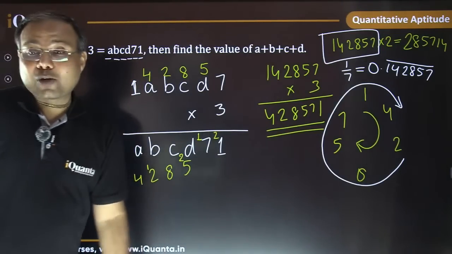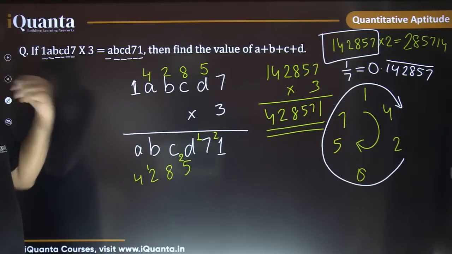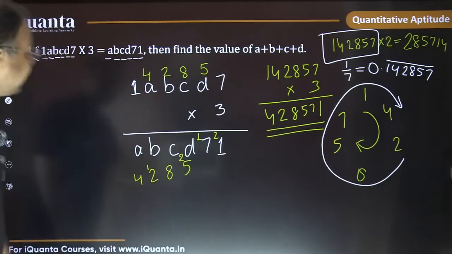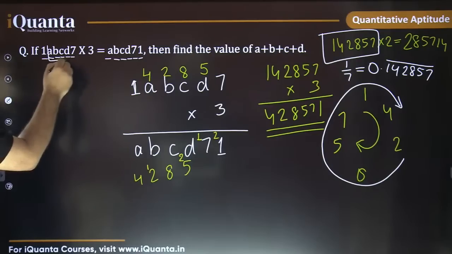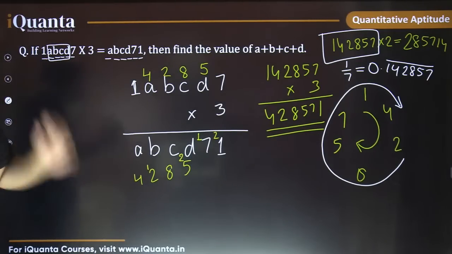Any other way to think about this solution? How to solve this question? Although this is also an easy way, this is not difficult. Any other way to think? Now let's see. Please listen carefully. If I consider this ABCD, this 4-digit number, as a single entity, let's take it as a single entity.